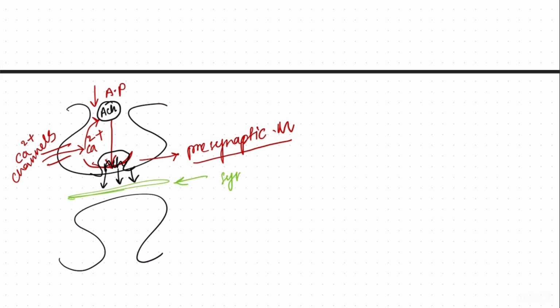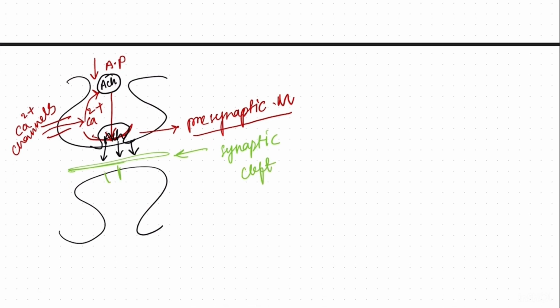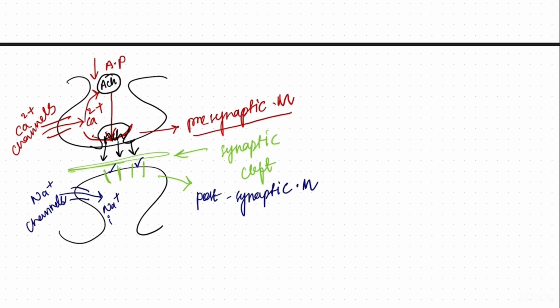It is the synaptic cleft. And acetylcholine acts on receptors present on the postsynaptic membrane. When acetylcholine binds to the receptors, it leads to opening of sodium channels. An influx of sodium is seen and it depolarizes the postsynaptic membrane. Then an action potential is generated in the postsynaptic membrane. This is how acetylcholine works.